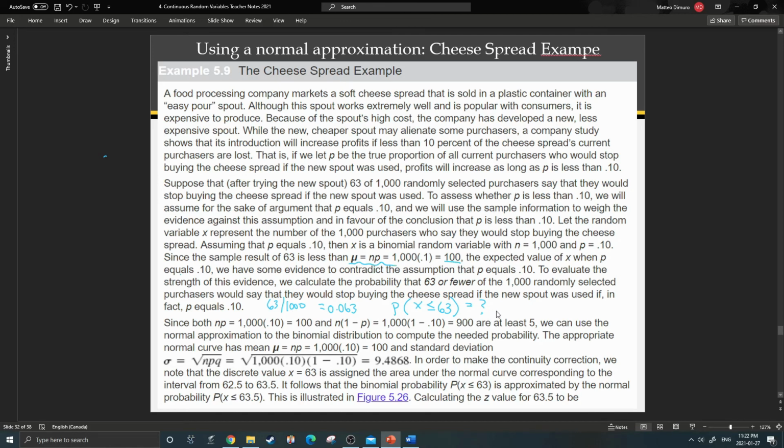So what are we looking for? We're going to be looking for that z-score, right? Looking to see if that z-score, once we normalize the data, is actually less than 0.1. Okay? So there's a bit of work here. They basically are showing that n times p is 100, and n times (1 minus p) is 900, and those are greater than or equal to 5. So we can use the normal approximation. Okay, and then they calculate the standard deviation of 9.4868. So now we have everything we need to do this question using the normal approximation.